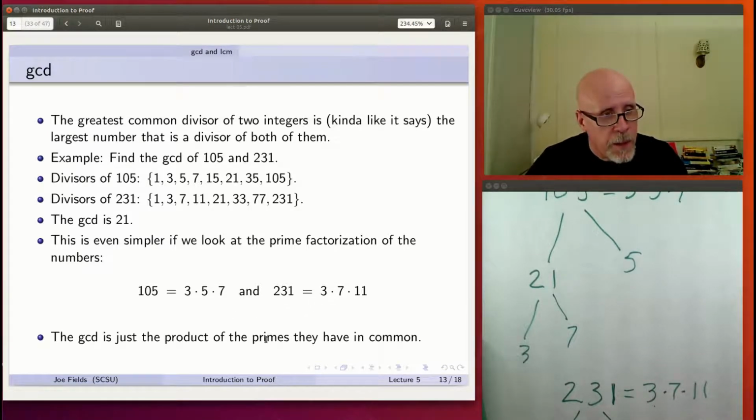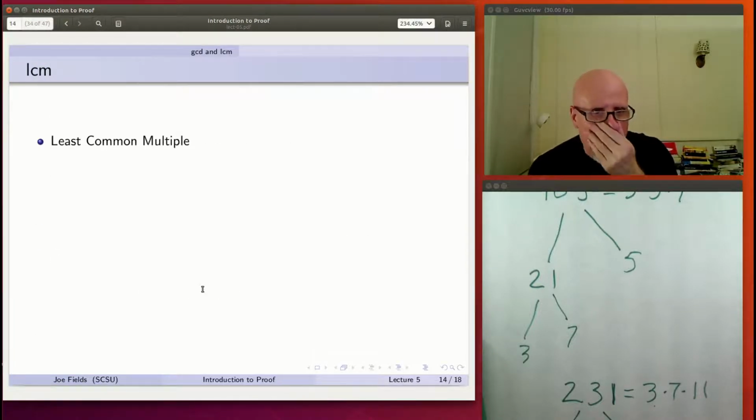Yeah, the GCD is just the product of the primes that they have in common. That's a little unfair. If one of these primes occurred to a power, there could be powers on all the primes, and then it would be the largest power that both lists contained. So, well, that's for a later day. We'll work that out.